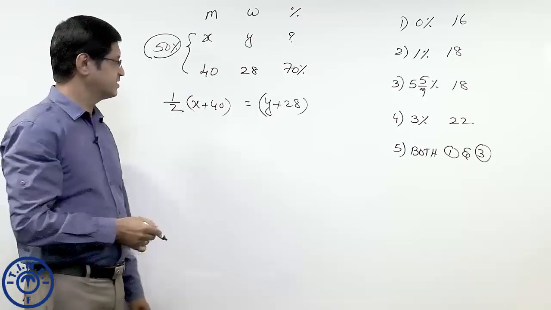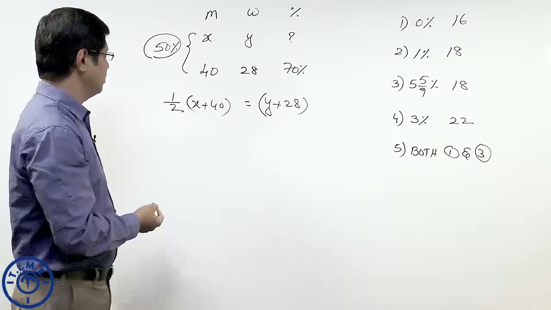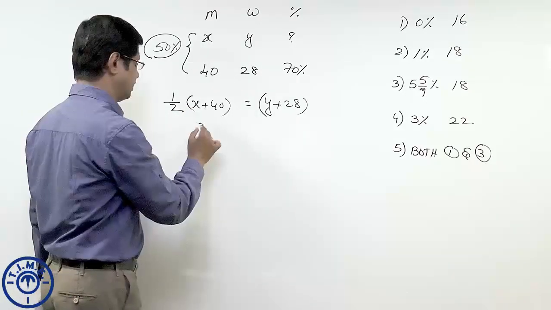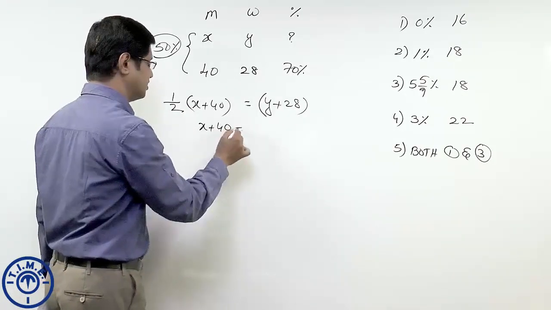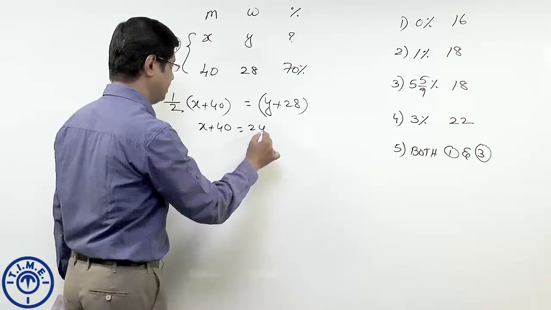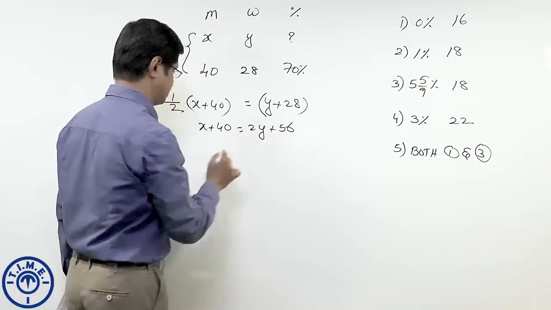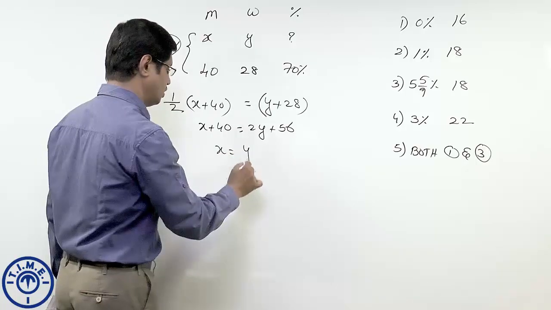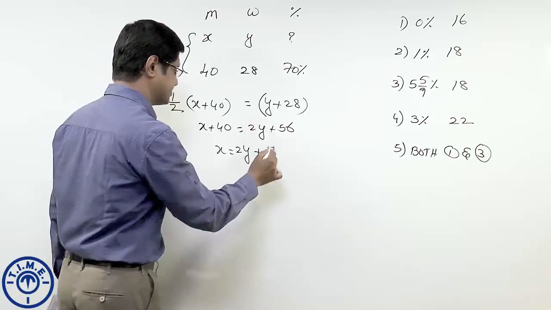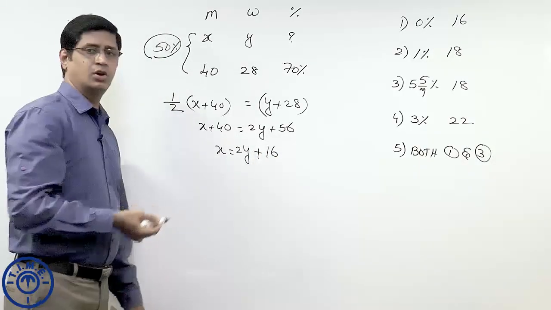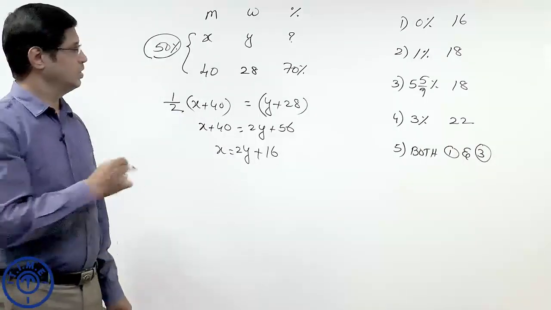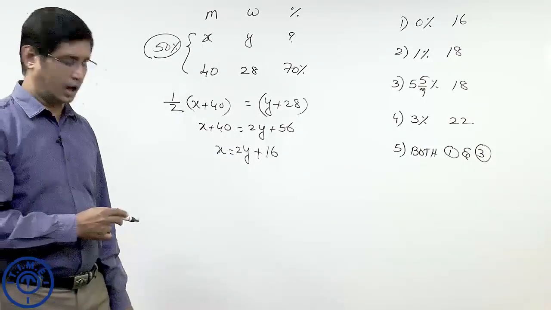Simplify, and we get the value of X. X plus 40 is equal to 2Y plus 56. The value of X is equal to 2Y plus 16. It is an equation with two unknown variables. Now let's try the options.